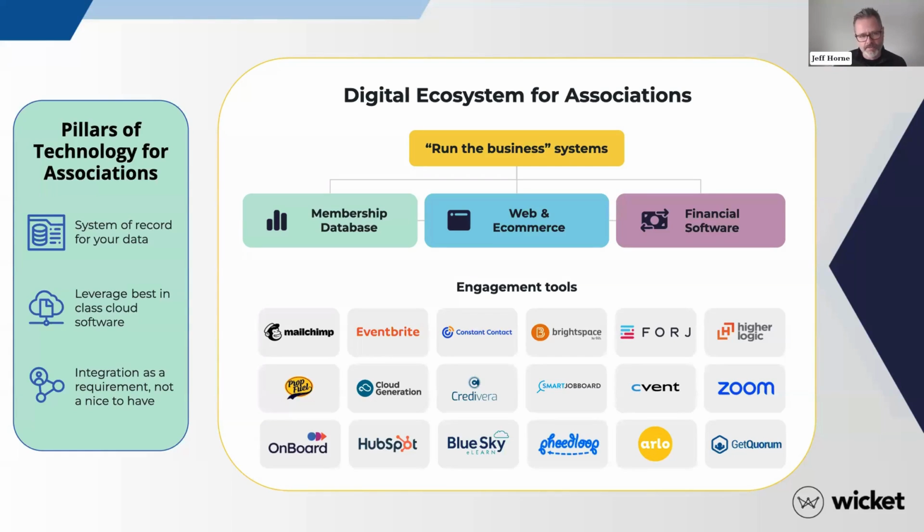When we look at an ecosystem, we think about some core pillars at a high level. You need to have a true system of record, source of truth, whatever you want to call it, that you can look at and say, I 100% can trust the data about my membership that is in this place. A lot of associations don't have that trust. They can't answer those easy questions, but it's such a pillar. So getting that right is really the core foundation.